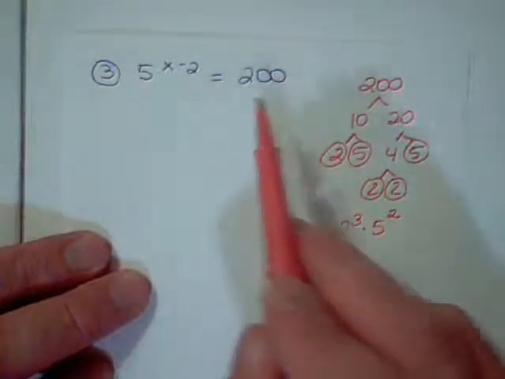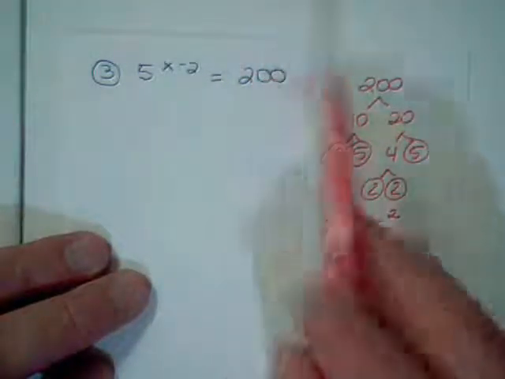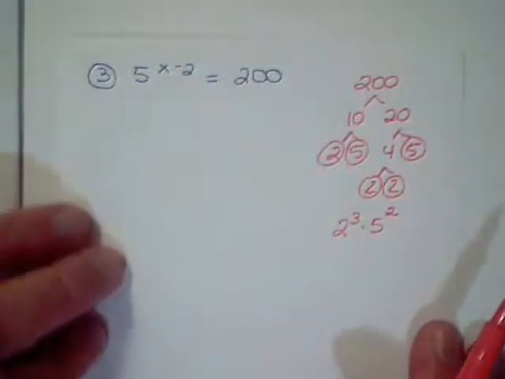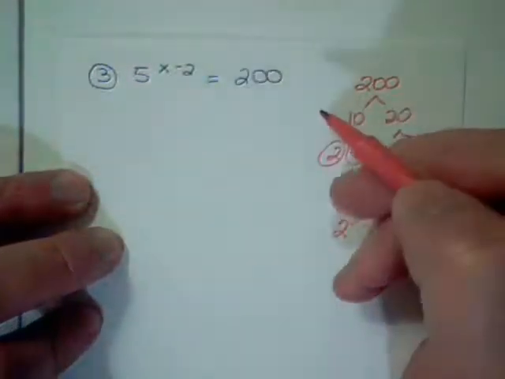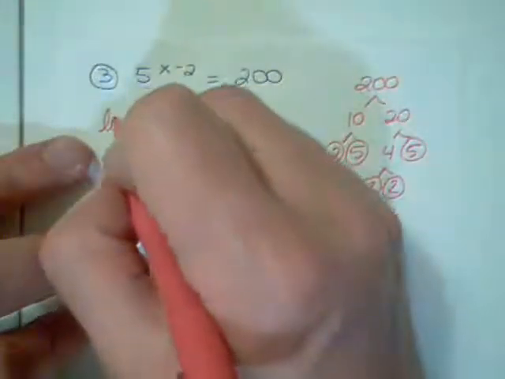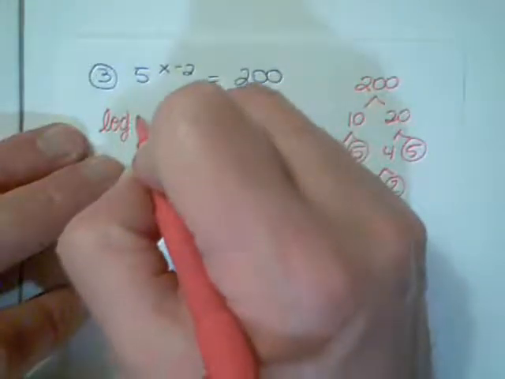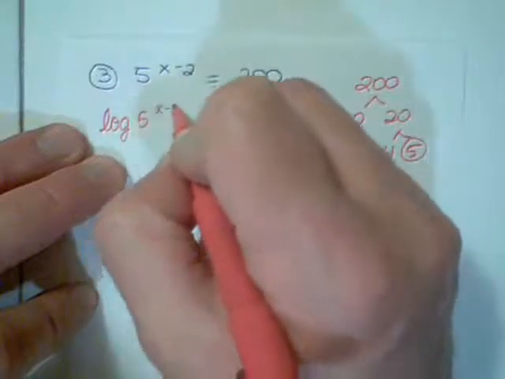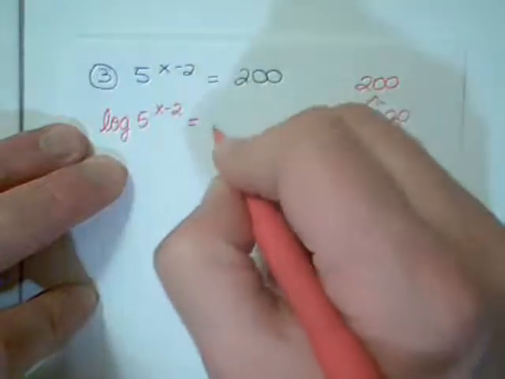So we're going to have to find another approach to solve this equation. And the approach that we're going to use is we're going to take logs on both sides of the equation, and as long as you do it on both sides, you can do that.